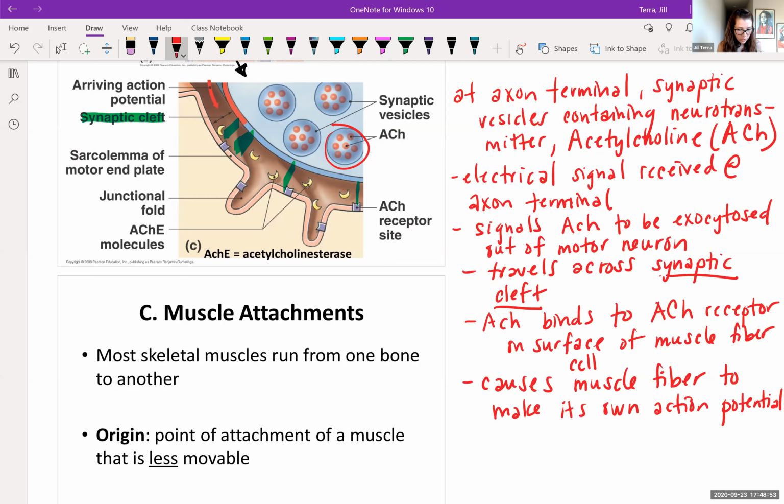I do want to point out too that there is an enzyme called acetylcholinesterase that will chop up the acetylcholine so that our muscle contraction will stop. We don't want to be in a constant state of contraction all the time, right? We contract and then we relax. And so we have this enzyme that floats around that's produced by the muscle cell to turn off the signal for contraction. Okay, this is where I'm going to stop.